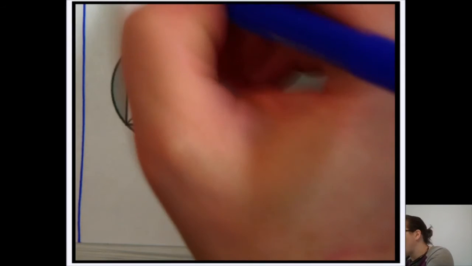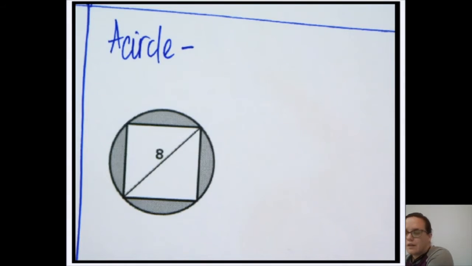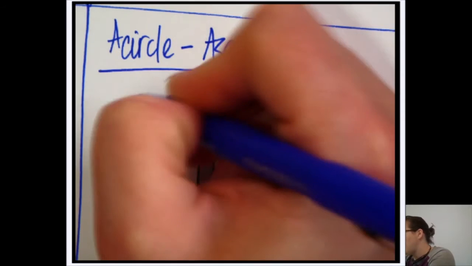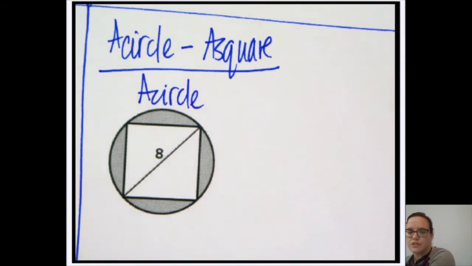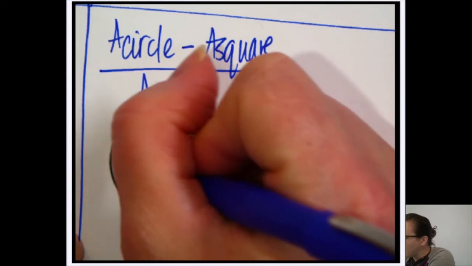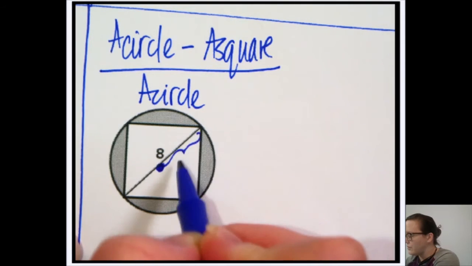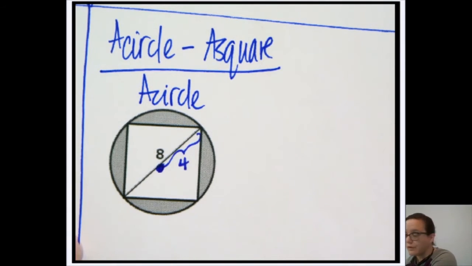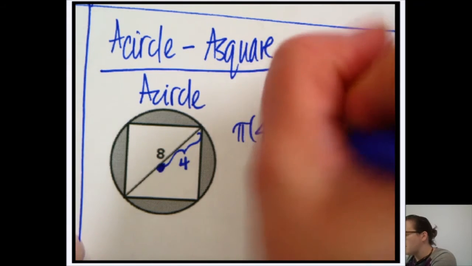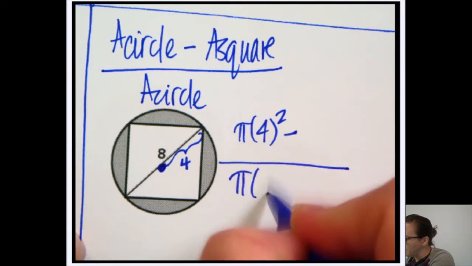This time our circle's in the back, so we want to take the circle minus the square and compare it to the circle, because that is our overall shape. So again, what is our radius here? Well, 8 is the diameter, so from just the center out is 4. So we're going to have pi times 4 squared minus, and that goes on the bottom too.